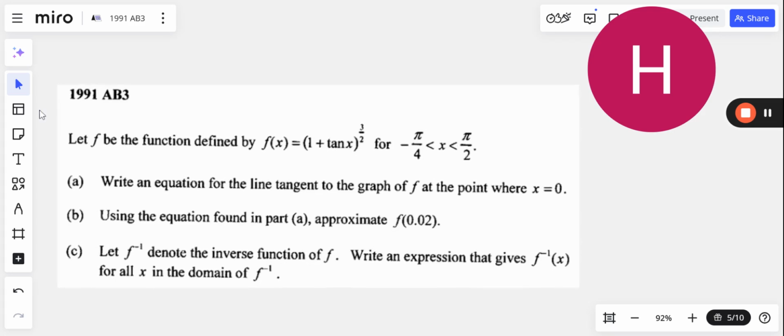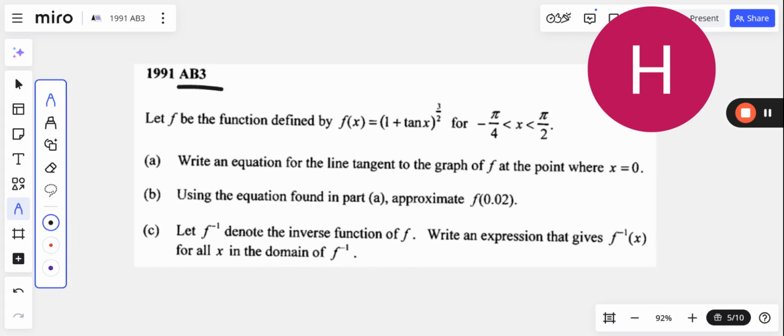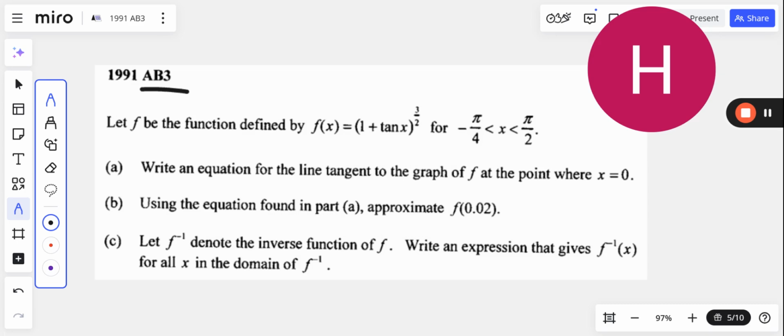Today we're going to be doing a problem from the AP Calculus exam from 1991 on the AB exam. And here we have a function with a radical. This is a 3/2 power, so just notice that that's like a square root and then cubed. You could also consider the 1 plus tan x being cubed and then put in the square root. That's what we're looking at there.